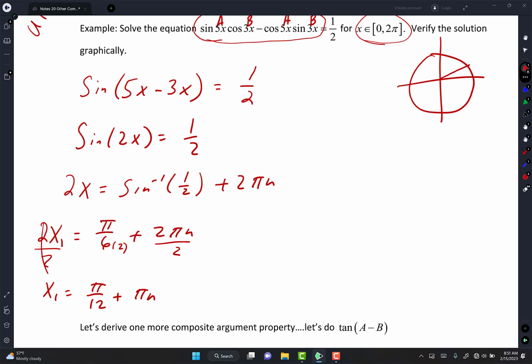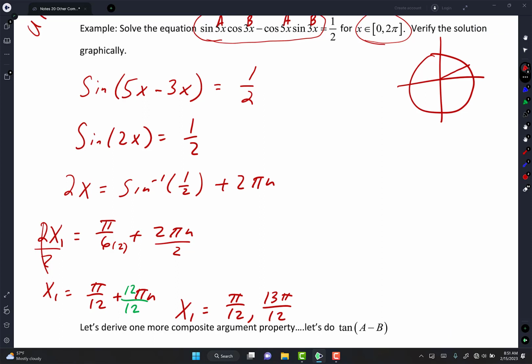So here are my answers for x1. One answer is pi over 12, comma, what's another answer? Turn this into 12 over 12, guys. N is any integer. What's 12 plus 1? 13 pi over 12. So I got two answers there.